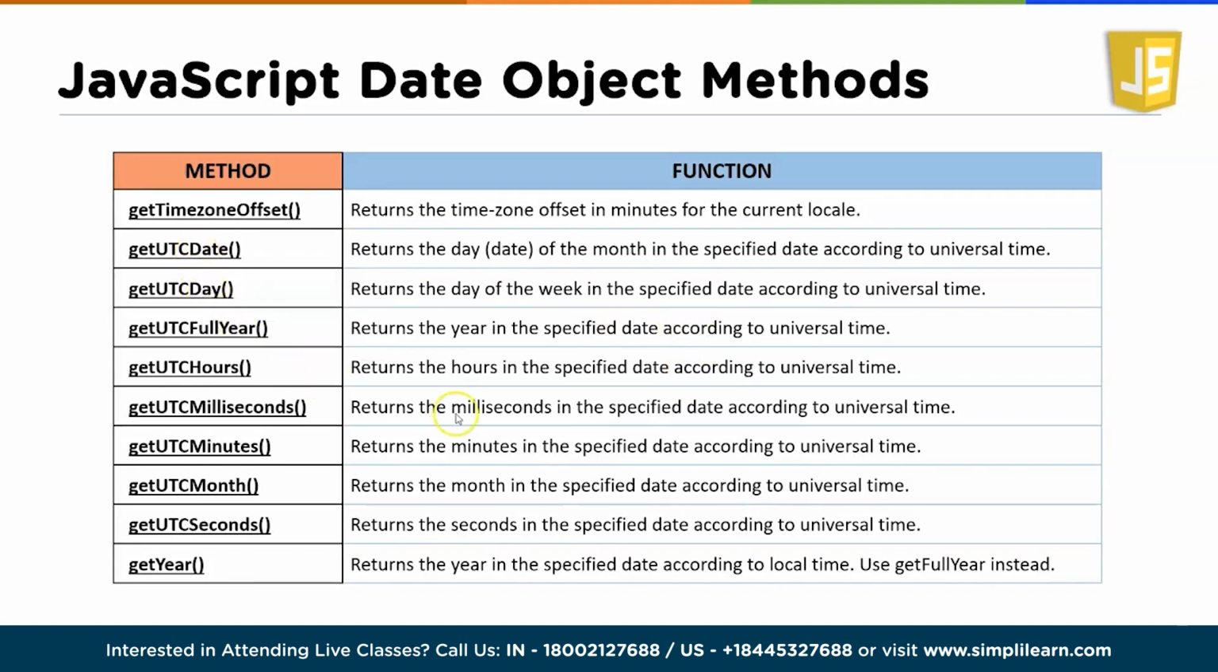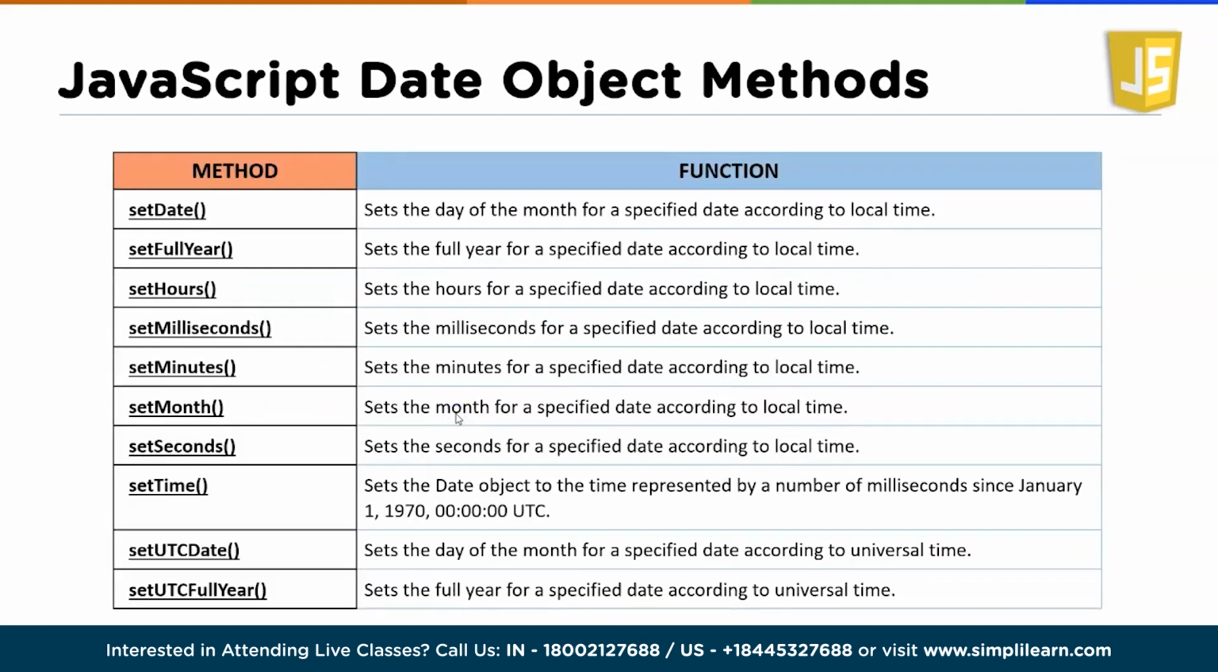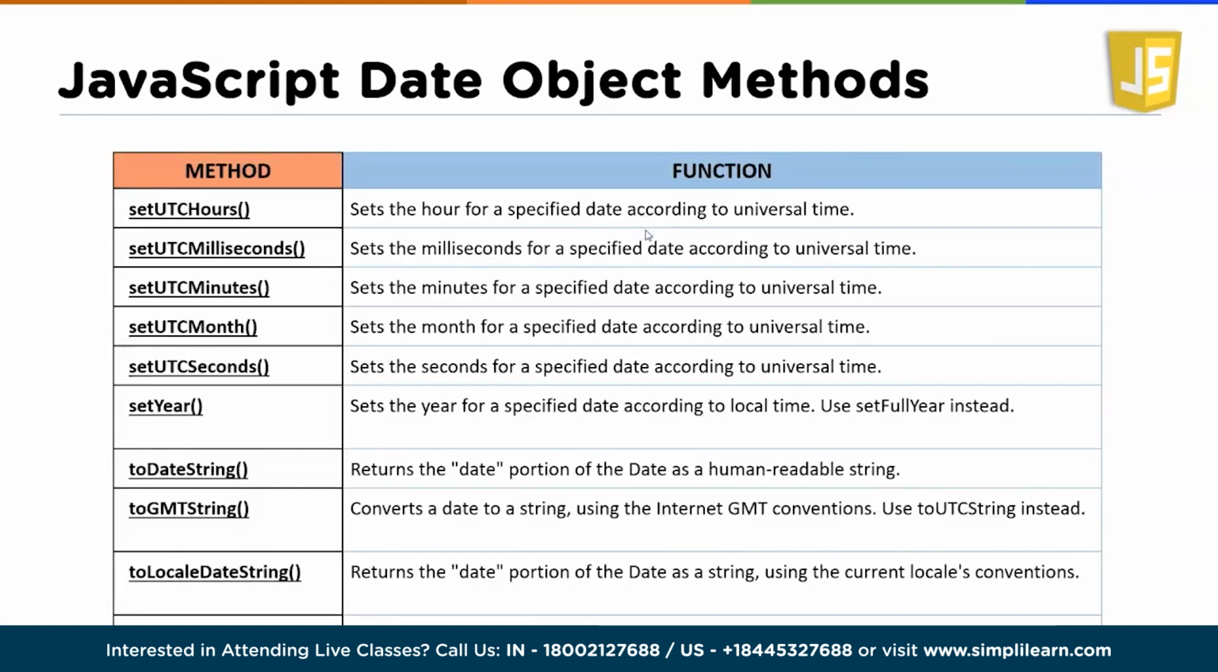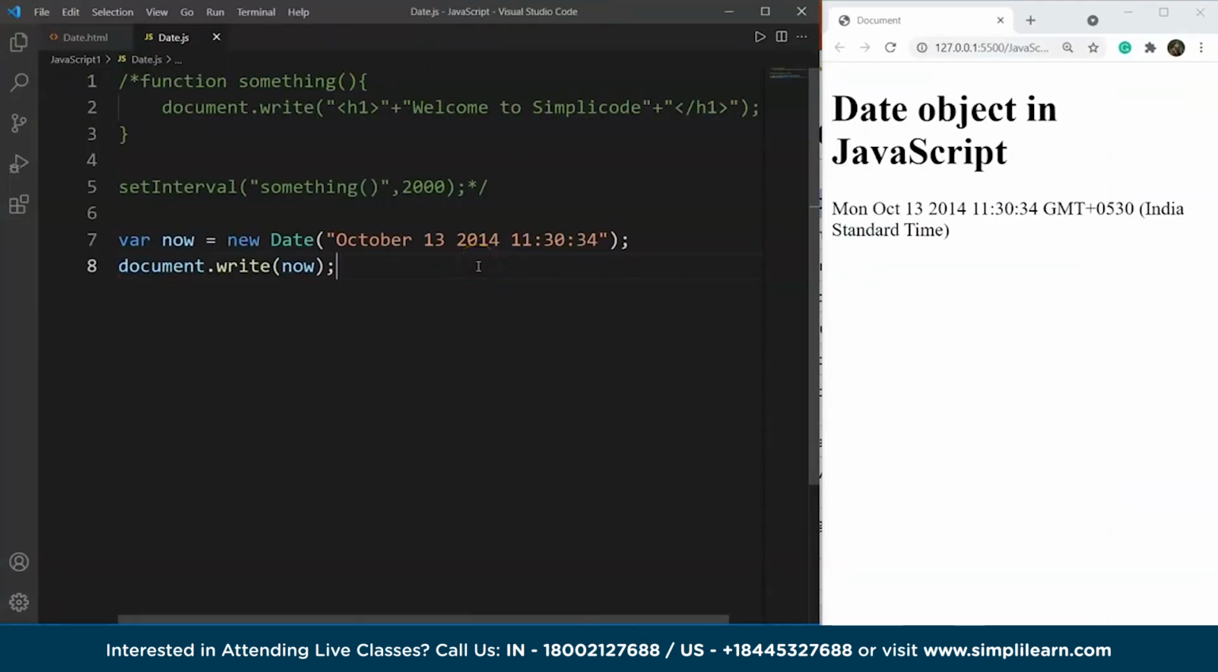So we have the get methods, and then we have the set methods as well. These methods have different functions. You can see here, like the set date method, we can use it to set the day of the month for a specified date according to the local time. Similarly, we have many more methods, more than 40 methods as we mentioned earlier. So you can take a note of these methods and use them later. We can't go through each of these methods, but we will go through a few essential methods which we might need ahead in this particular course.